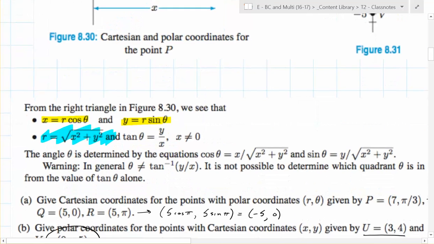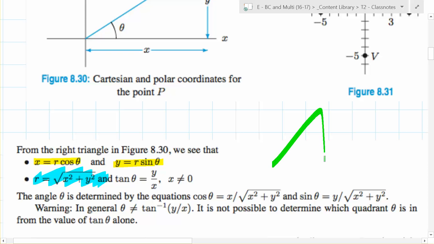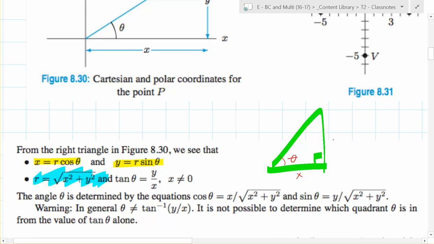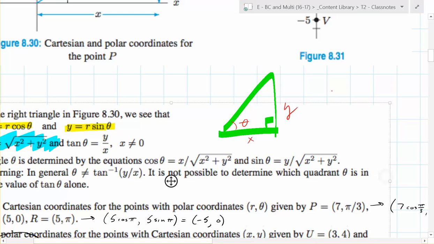Okay, so here's the thing. What you notice are a few relationships. The first is that x is equal to r cosine theta. If you draw in this triangle, this is theta, here's x, and here's y. How do you know x is r cosine theta? Well, what's the definition of cosine? Adjacent over hypotenuse. In this case, the adjacent is x, and the hypotenuse is r. So then you cross multiply and you get x is equal to r cosine theta.